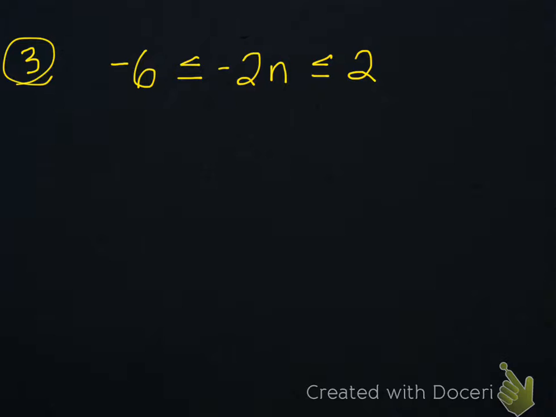Alright, number 3 looks the same as number 2. We're still solving that stuff in the middle. We still have 3 separate pieces. What am I going to do to solve for that? I'm going to divide by negative 2. Ooh, we're dividing by a negative. I think this might be the first problem we've had to do that.